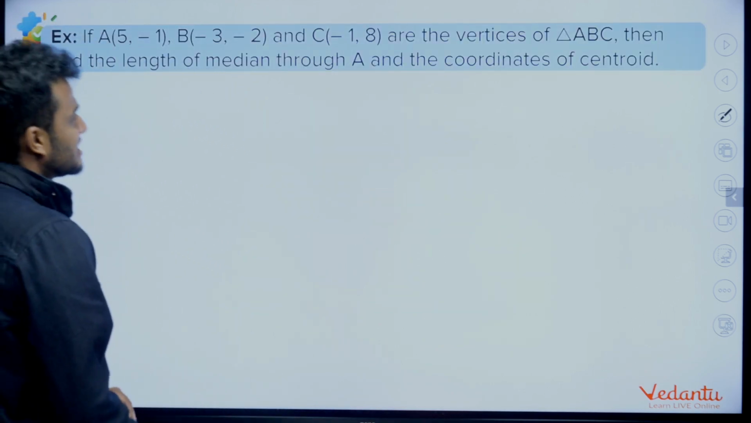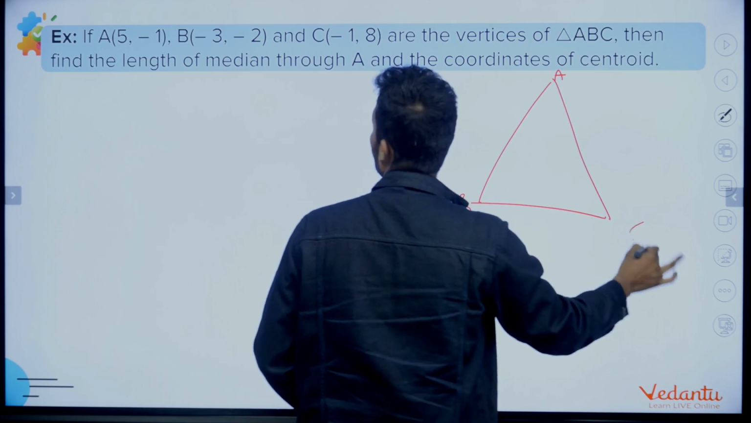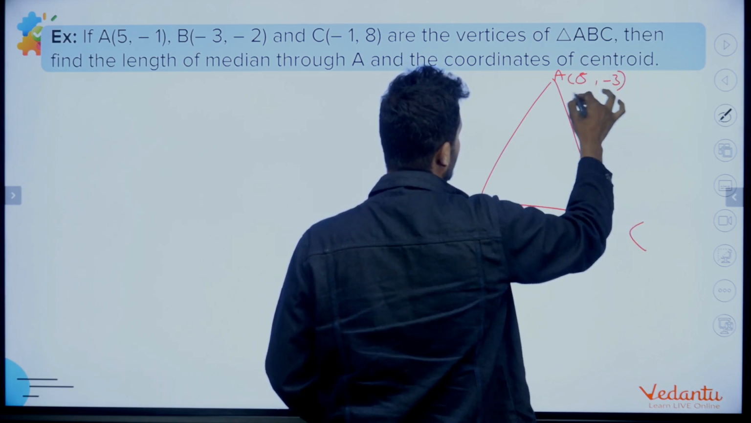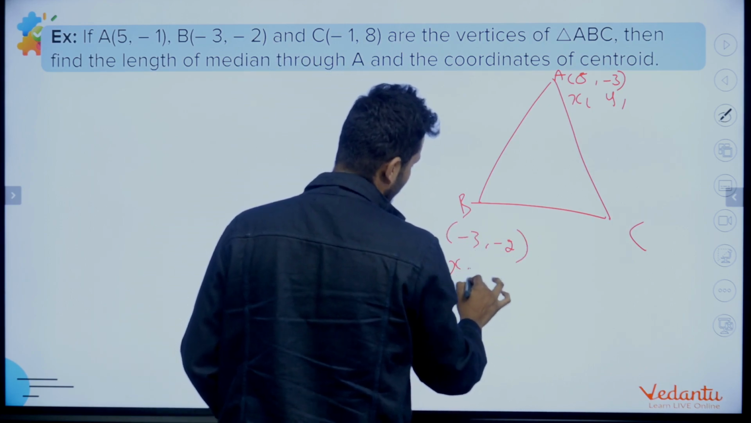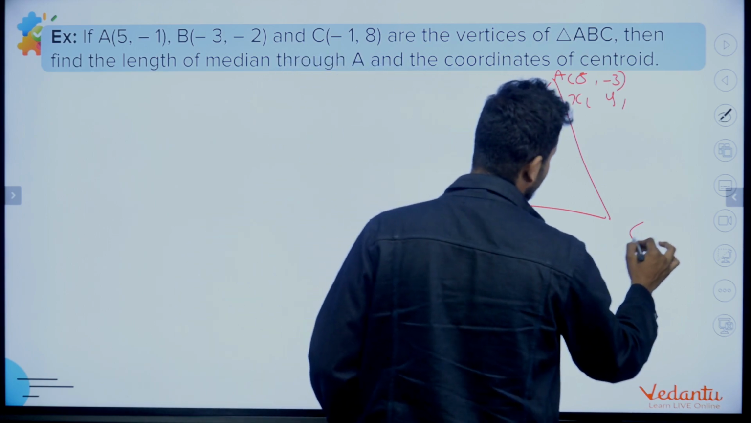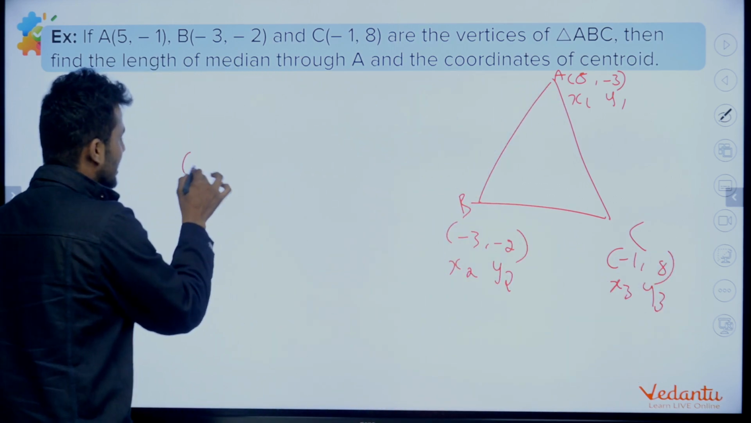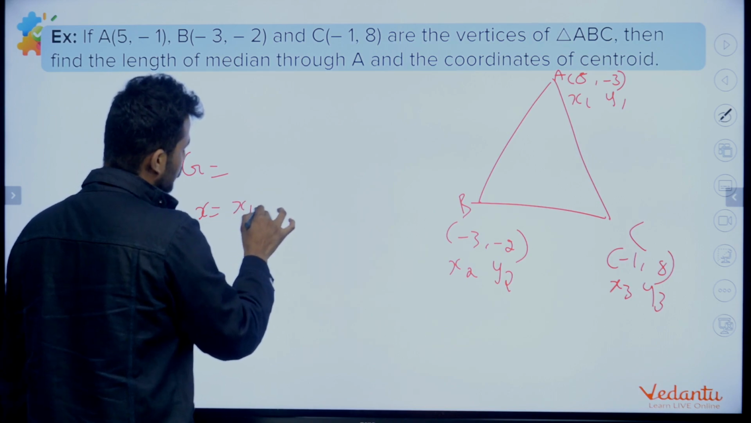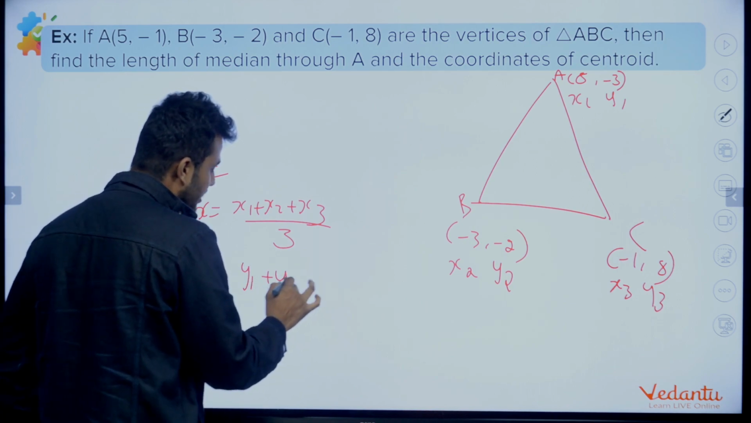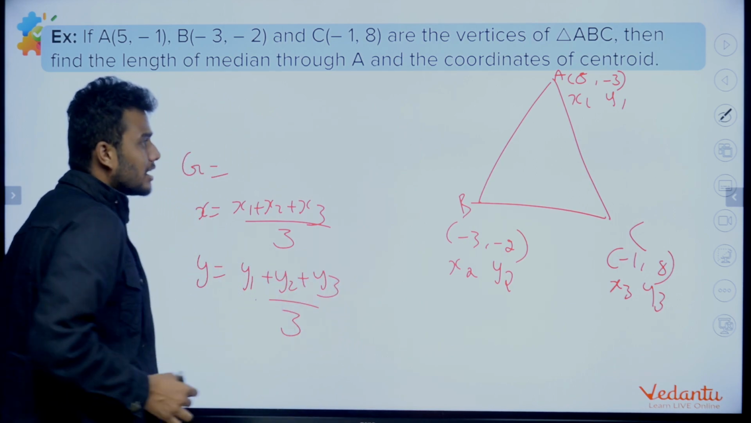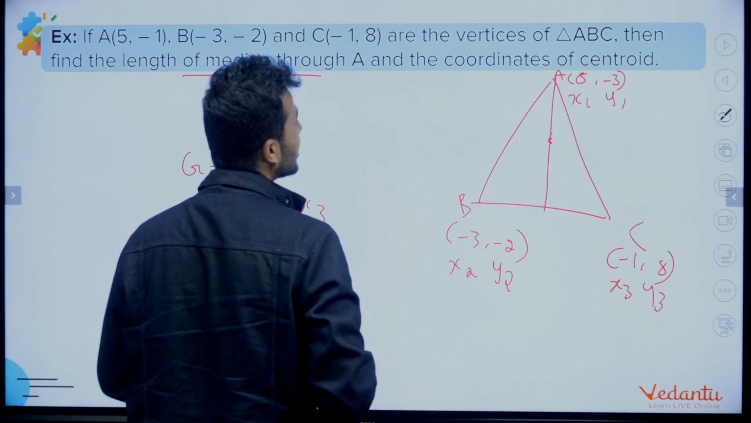If A, B, C are the vertices of triangle ABC: A is (5, -1), that is x1, y1. B is (-3, -2), that is x2, y2. C is (-1, 8), that is x3, y3. Then what are the coordinates of G? The x coordinate is (x1 + x2 + x3)/3, and the other coordinate y is (y1 + y2 + y3)/3. Add these three values. They ask us to find the length of the median through A and the coordinates of the centroid.